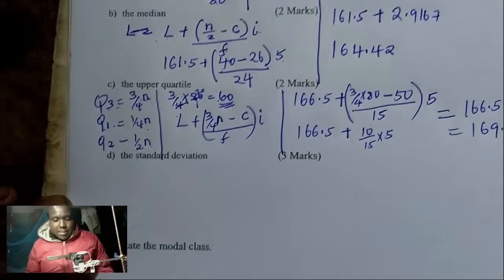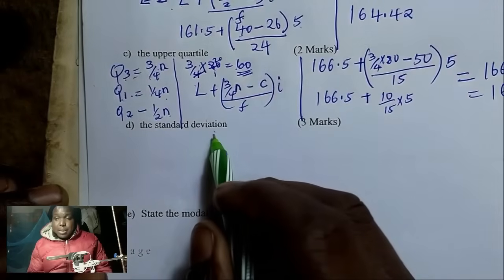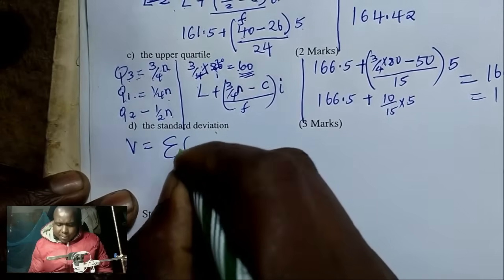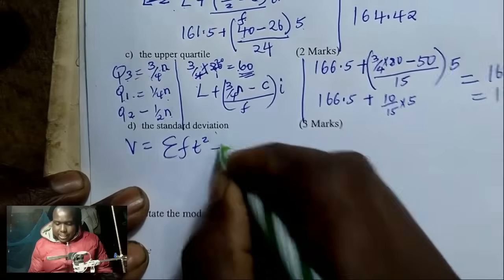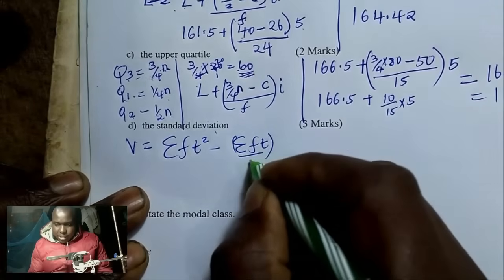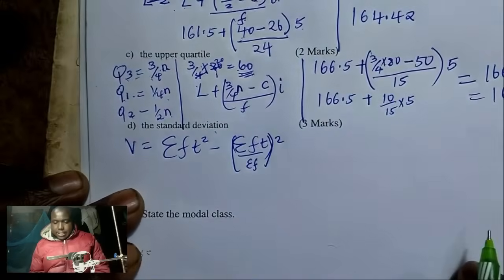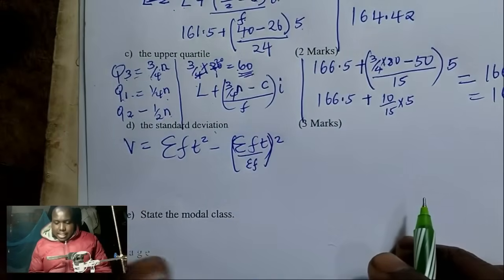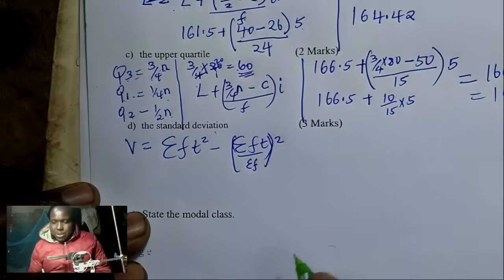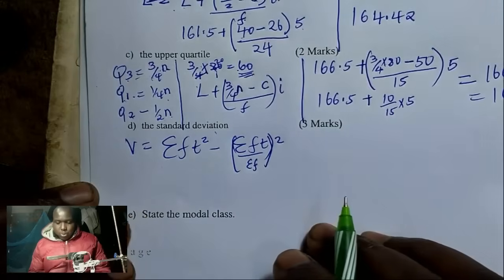How do you calculate the standard deviation? To get the standard deviation, first we must get the variance. So variance is given by summation ft square minus summation ft over summation f, everything here, squared. That one will give us the variance. But we know the standard deviation is the square root of the variance. So once we have the variance, we can get the standard deviation.